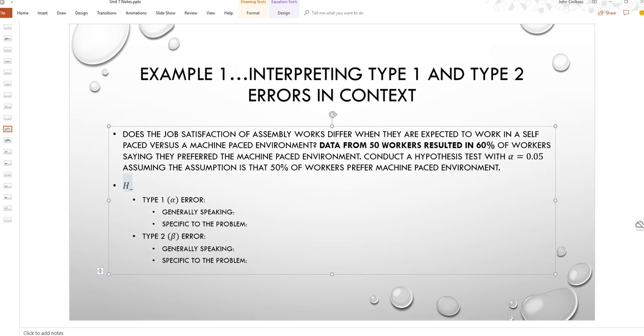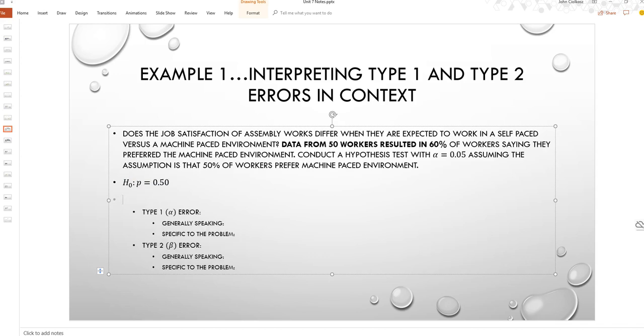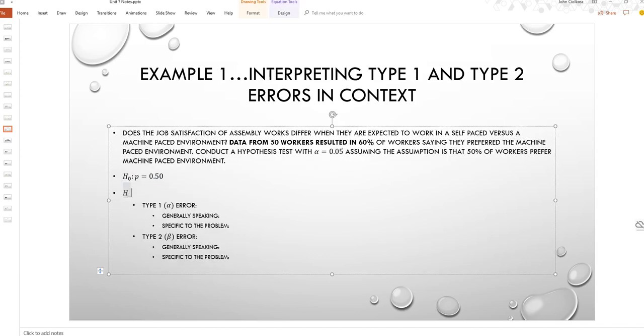first thing we have to figure out is what our null hypothesis is. It's what we're saying our assumption is. So we conduct the hypothesis test with alpha equal to 0.05, assuming that 50% of workers prefer this. Since we're dealing with proportion, our null hypothesis comes in terms of p. And the assumption is 50%, so we say p is equal to 0.5. Now, for our alternate hypothesis, so H sub A, it's p, and now we need to figure out what we're looking for.